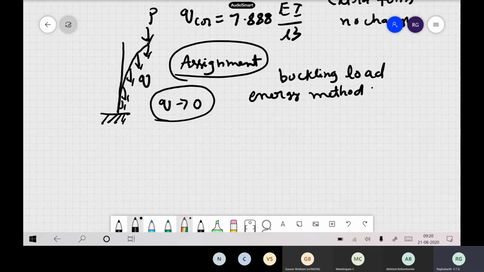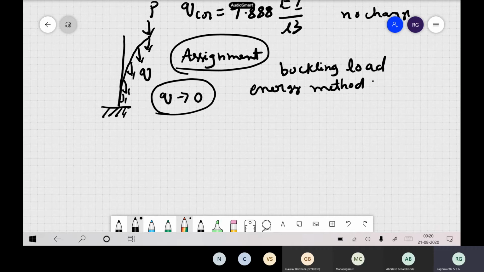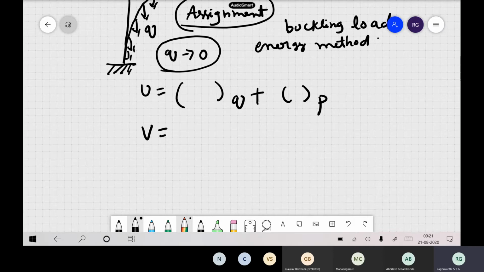The only thing when you solve this problem is that you have the strain energy, where you will get a component from Q and also a component from this load P. Even when you calculate the work done by the external load, you have a component from Q, which is the same as we said previously, and you also have a component for P. Then you do the minimization, and you can get some nice solutions.